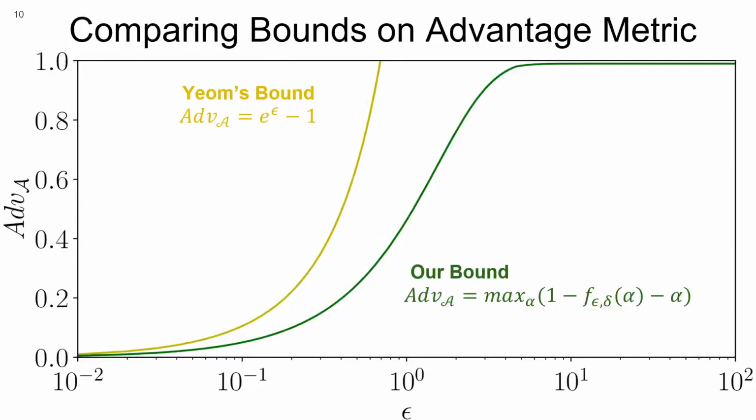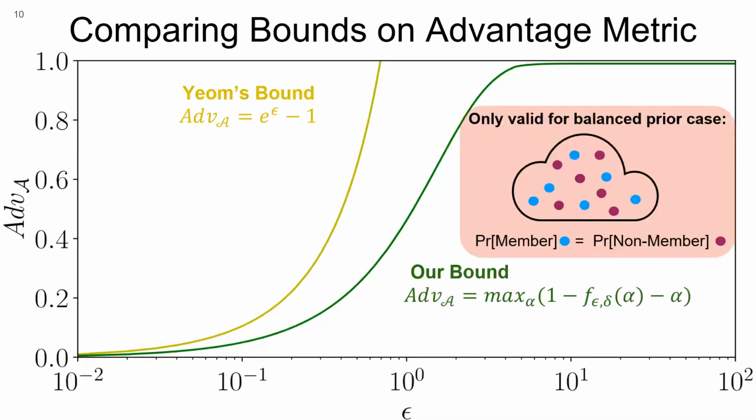The figure gives a comparison between the old bound and our improved bound on the advantage metric for varying privacy loss budgets epsilon. The advantage is 0 for epsilon values close to 0 and it increases with increase in epsilon values. But our bound never exceeds 1. However, the membership advantage metric is intrinsically only valid for the balanced prior case, where the ratio of members to non-members is 1.